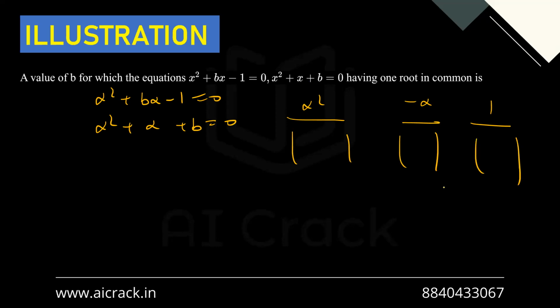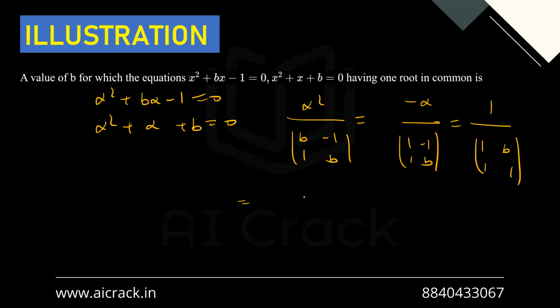Okay. Now for this one, for alpha square, we'll be hiding this column and we'll be getting b1 from here and minus 1b from here. Okay. For minus alpha, we'll be hiding this one and we'll be getting 1 1 from here and minus 1b from here. Okay. And for this one, we'll be hiding this constant column. So we'll be getting 1 1 from here and b and 1 from here. Okay. Now these three should be equal.